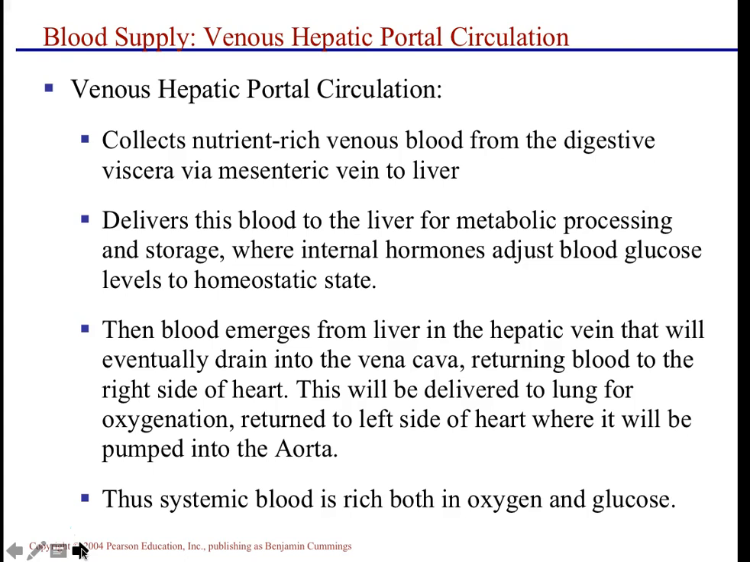Now, before we talk about it, we have to talk a little bit about the liver and what the liver does and so forth and so on. It's called the venous hepatic portal circulation. So before I get into each one of these specifics, I'm going to give you an overview.